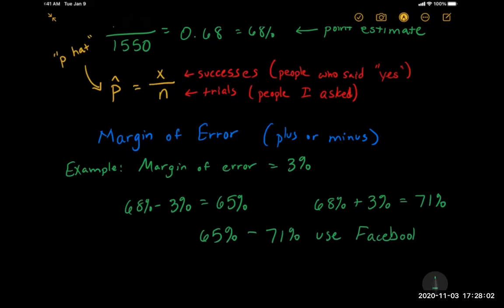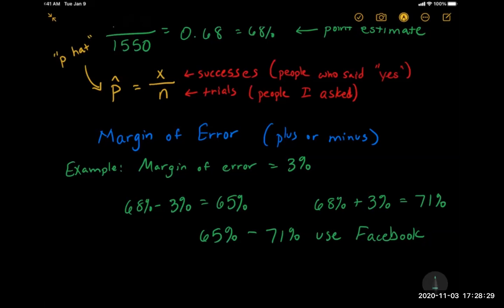Margin of error means, okay, it's probably not exactly 68%. That would be crazy if it was exactly 68 for everybody on Earth. But it'd be reasonable to say that if I did go out and ask all 7.5 or 8 billion people on Earth, however many we have now, that between 65 and 71% would say that they use Facebook. That would be a reasonable thing for me to say.